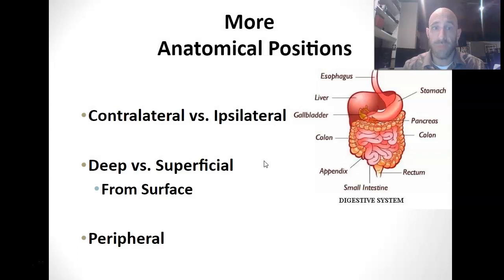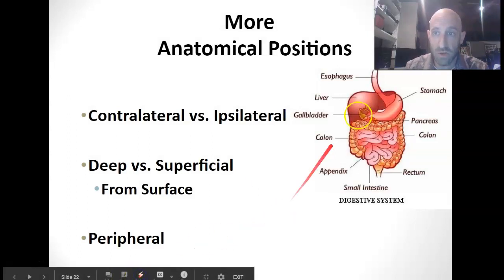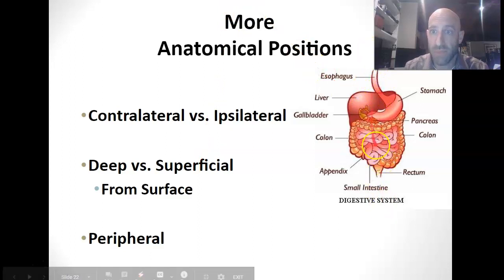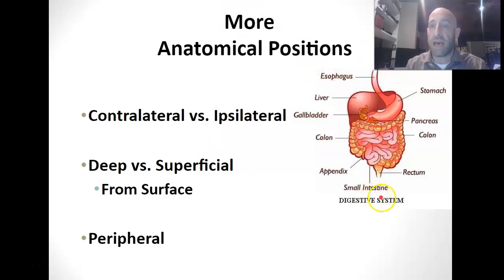Let's finish this up. The next one is contralateral versus ipsilateral. So I'm going to draw a little line here. Okay, so there's a line. Imagine a line right down the center here, a midline. Contralateral versus ipsilateral means on the opposite side or on the same side.